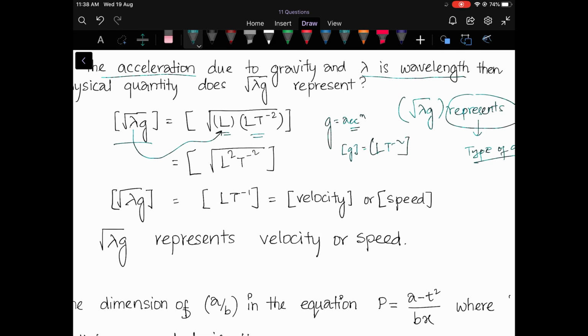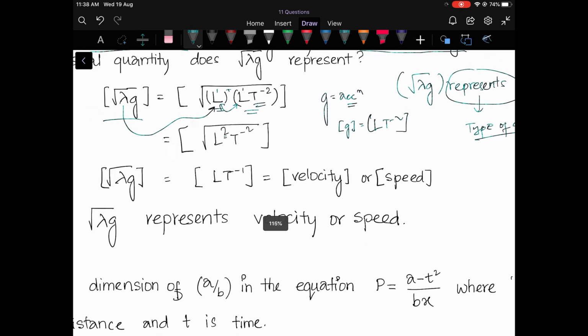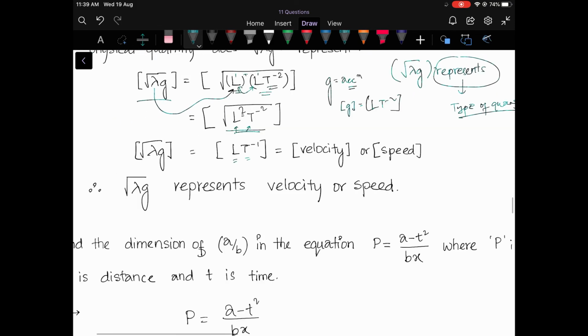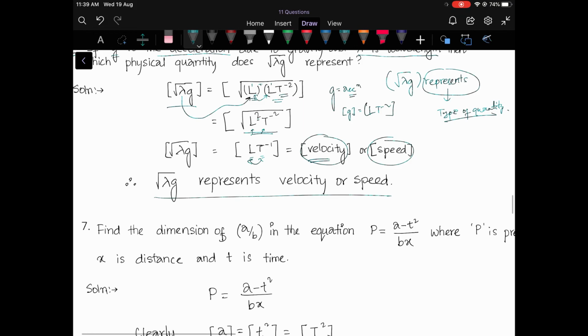And this L, when we multiply with this L, power 1 plus 1, so total power becomes 2, so we have L square, and this is T to the power minus 2. When I take both of the quantities out of the root, it is going to simply look like L T minus 1. L T minus 1, we know, represents some kind of velocity or speed. That's why I can say root over lambda g represents velocity or speed.